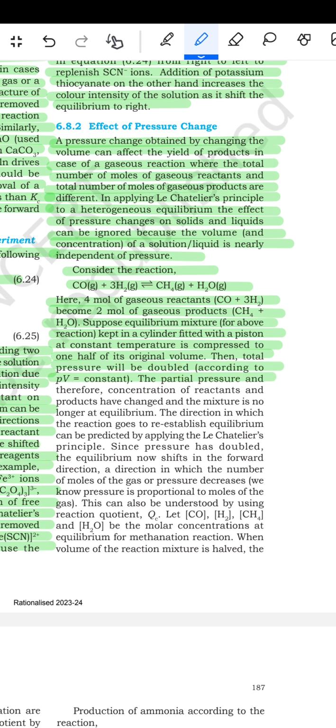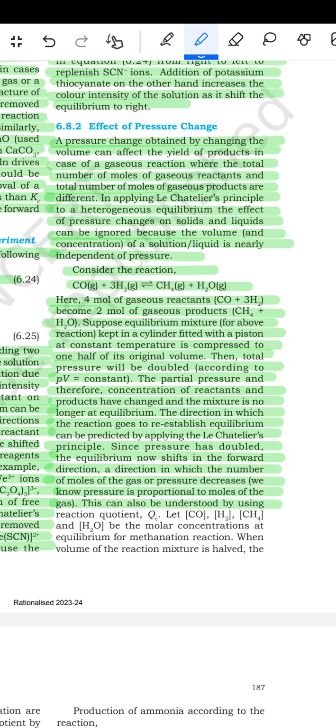The partial pressures and therefore the concentrations of the reactants and the products have changed, and the mixture is no longer at equilibrium. The direction in which the reaction goes to re-establish the equilibrium can be predicted by applying Le Chatelier's principle. Since pressure has doubled, the equilibrium now shifts in the forward direction, that is, in the direction where the number of moles of the gas, or the pressure, decreases. We know pressure is proportional to the moles of the gas.